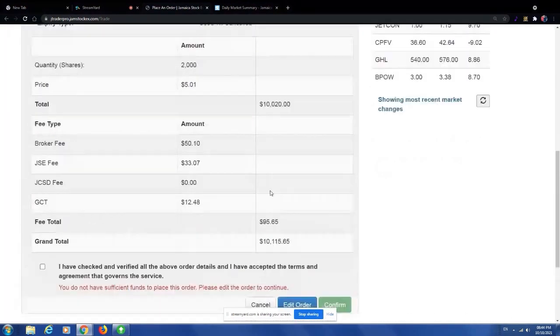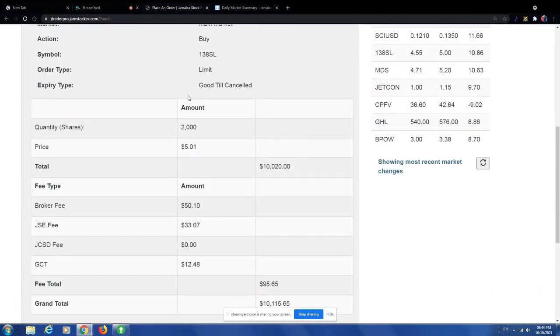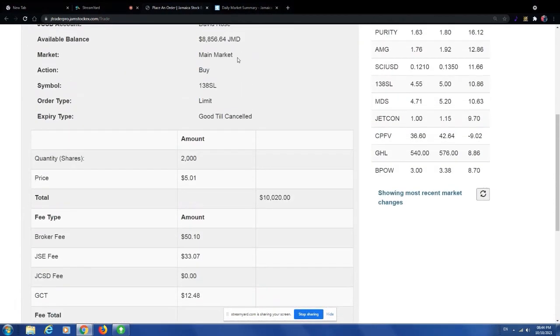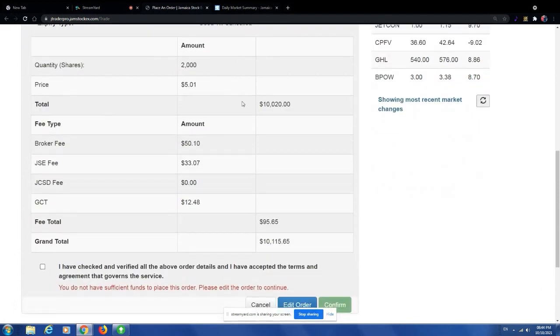You press review request, it tells you how much cash you have on hand, the symbol, whether it's the company's main market or not, and it shows you the fee breakdown. The broker fee is a commission. The JSC fee is a combination of the JCSD cess and the JSC's fee. The JSC has a cess of 0.3%, and a trade fee of 0.03%. But in recent times, when JtraderPro evolved, they just combined it into one fee, which is the JSC fee, which is 0.33% of the overall value of this trade.